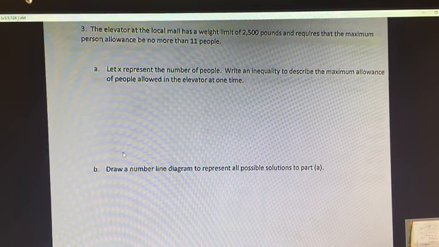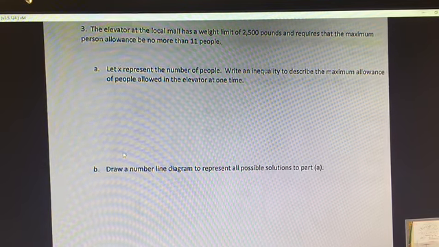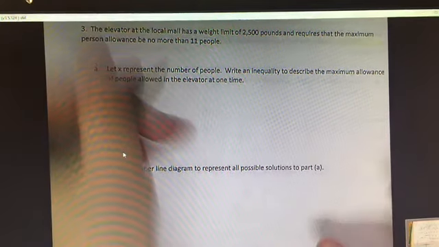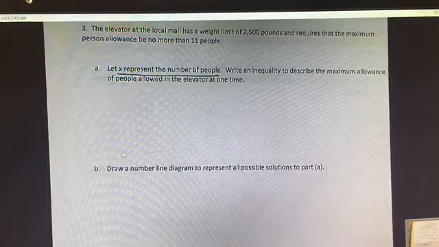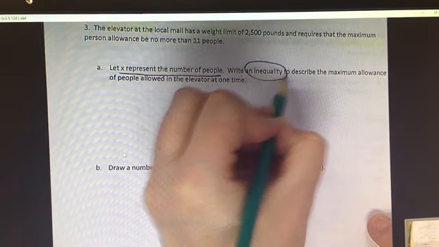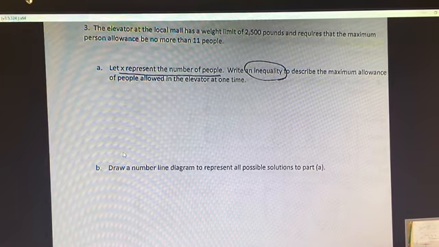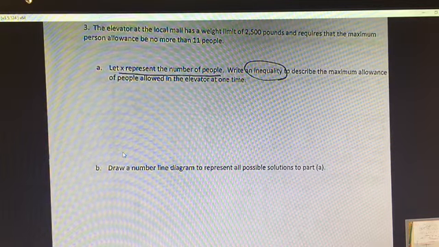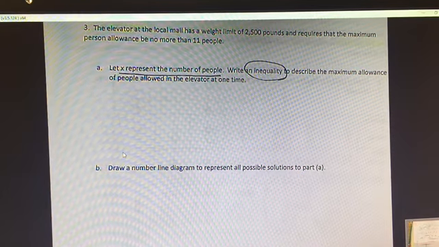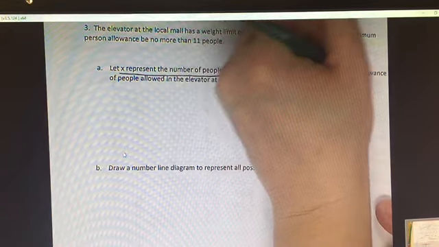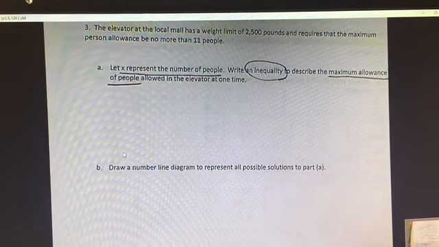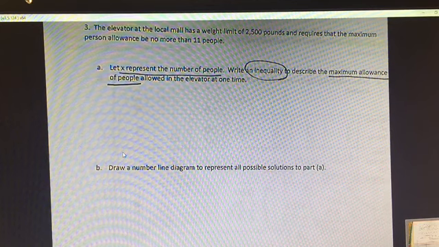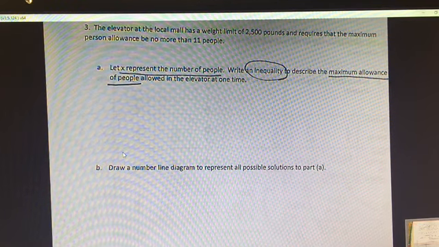So let's take a look at A. It says let X represent the number of people. So they already told us we're using the variable X. Okay, it wants us to write an inequality. Okay, inequality statements are your greater than, less than, greater than or equal to, less than or equal to. That's describing the maximum allowance of people. Okay, so we're talking about the people that are allowed in the elevator at one time.